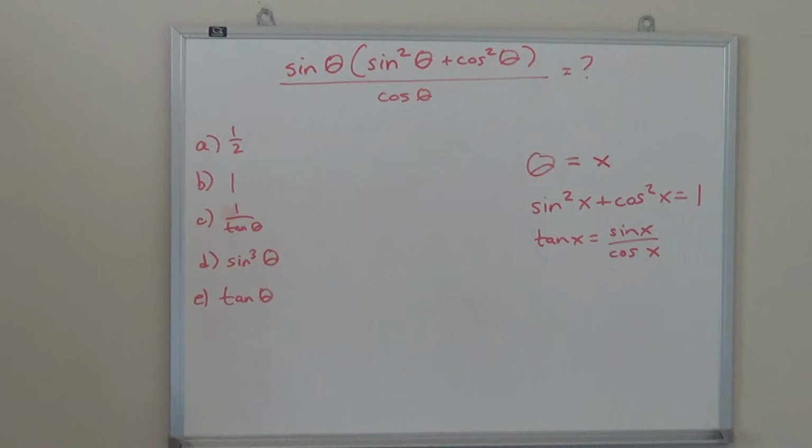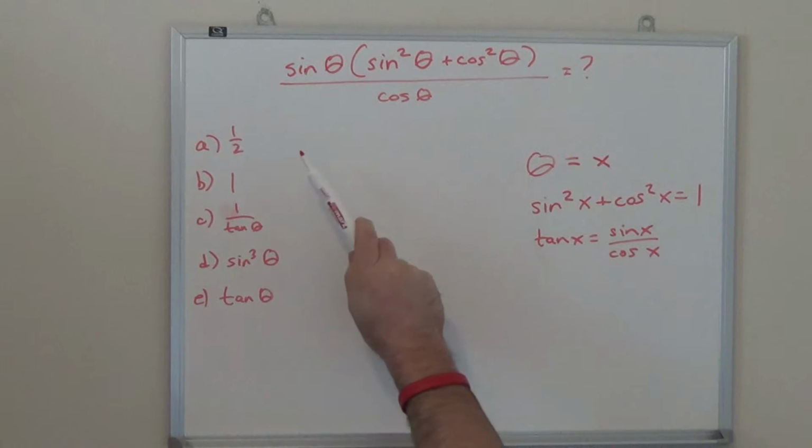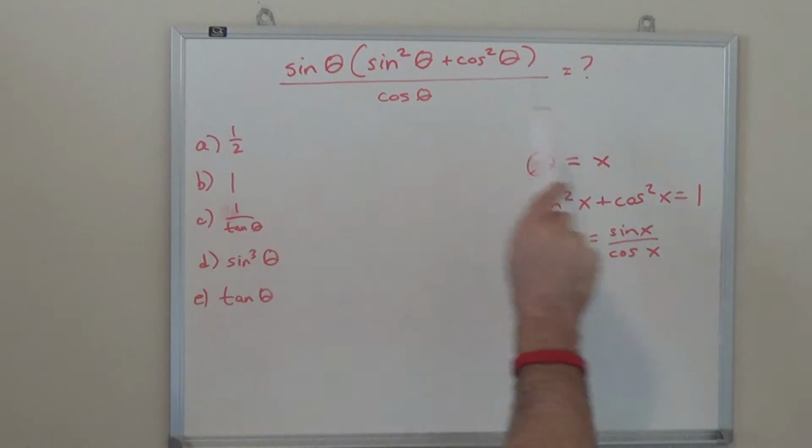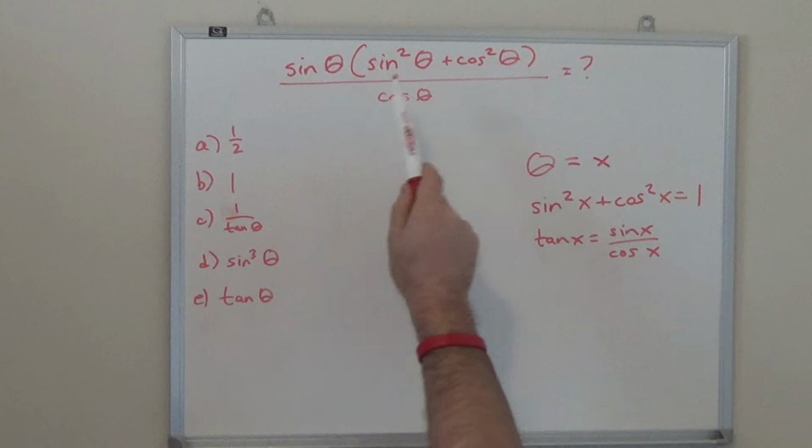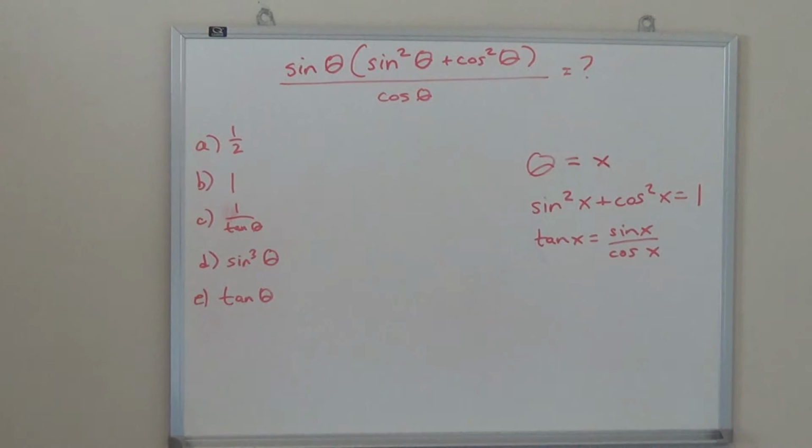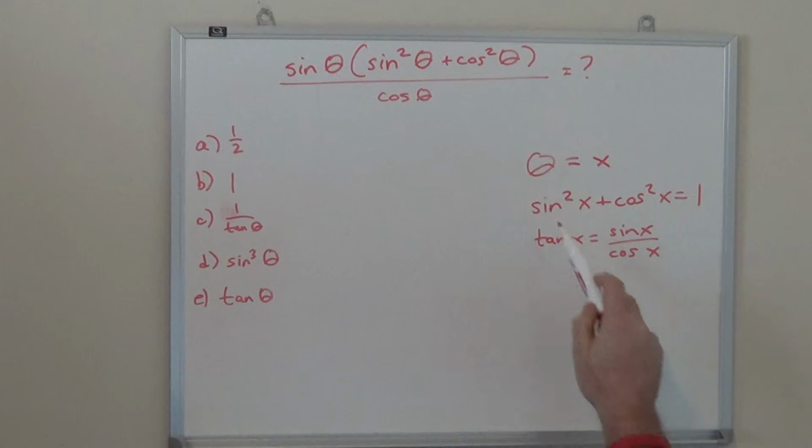So having said that, when you look at this, what are they going to bait people into trying to do here? They're going to try to bait you into distributing, in which case you'd have sine times sine squared, that's sine cubed, and then sine times cosine squared. That's a mess. And so if you're just familiar with this stuff, it makes this a lot easier. It makes it a lot easier when you look at the answers too.